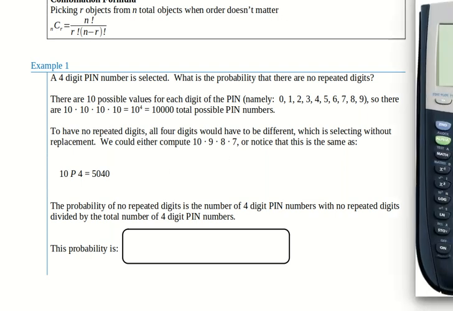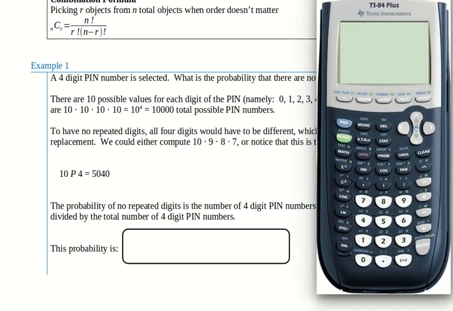So let's take a look at our calculator to remind ourselves how to do this. So I'm going to turn it on. I'm going to clear the screen. I'm going to enter 10 first, then go into the math menu, go over to probability, down to nPr, which is our second choice, press enter, and then enter 4. And press enter. Now notice that this is the same thing as 10 times 9 times 8 times 7. So we could do it the long way, or we can use permutations to get to that same place.